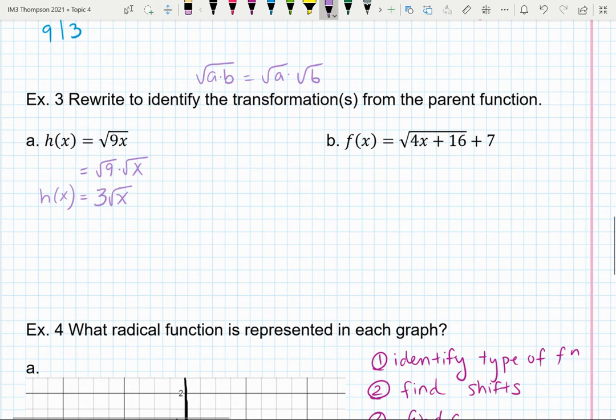And this format lends itself to describing the transformations. That 3 in front is the a value, which causes a stretch or a shrink. Because the value is greater than 1, this causes a vertical stretch with a factor of 3, or a vertical stretch of 3 works. And that's the only transformation this problem has. I don't have a plus or a minus anything, so I'm not shifting up, left, down, right.